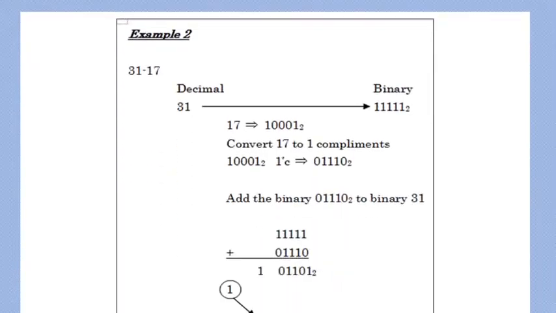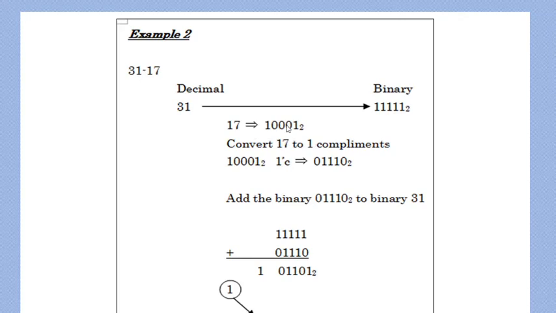Therefore, example 2, we are subtracting 31 minus 17. And therefore, the first step is to convert 31 to binary and also convert 17 to binary. Then, since we are dealing with one's complement, you take the negative part. The 17, the negative part, you negate. You change the ones for 17. Like now, that one is this.